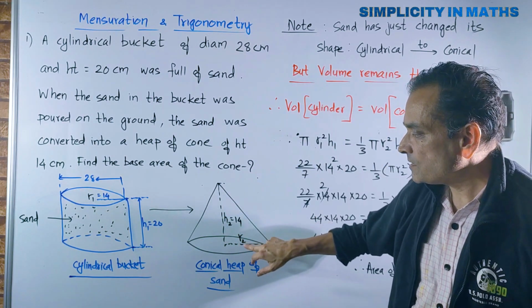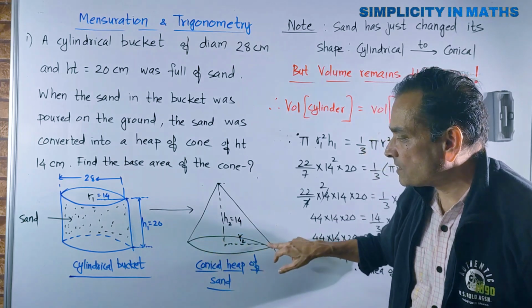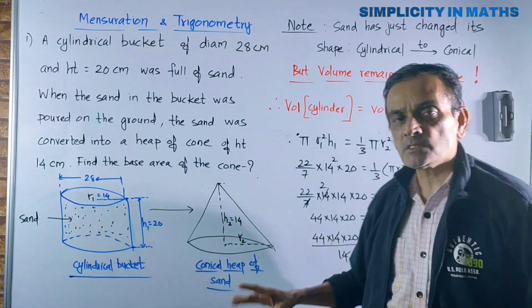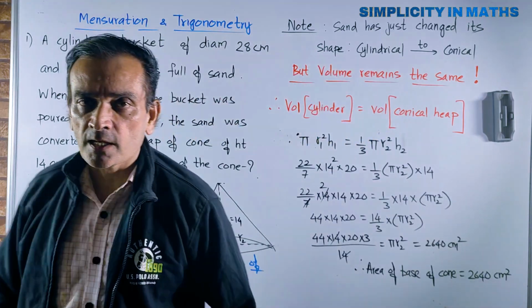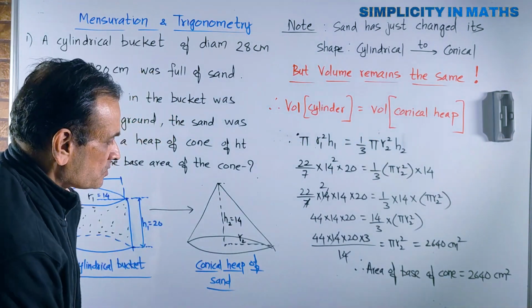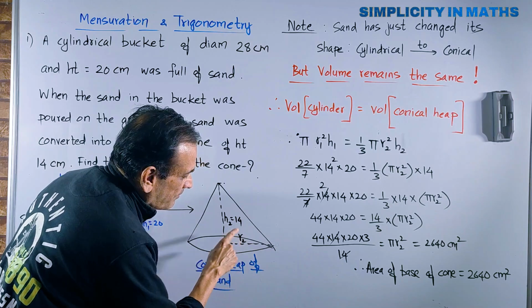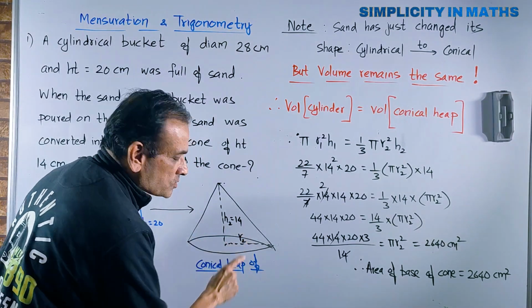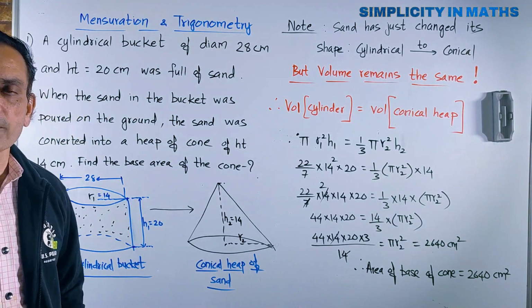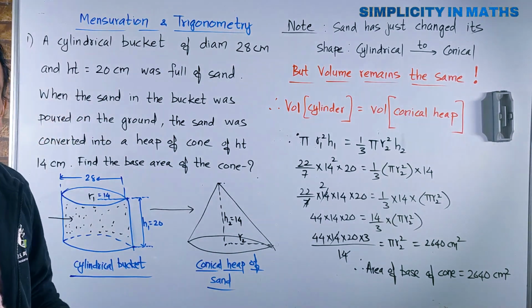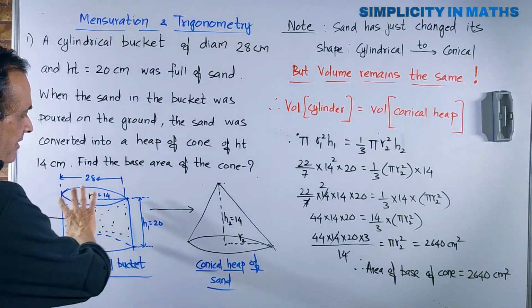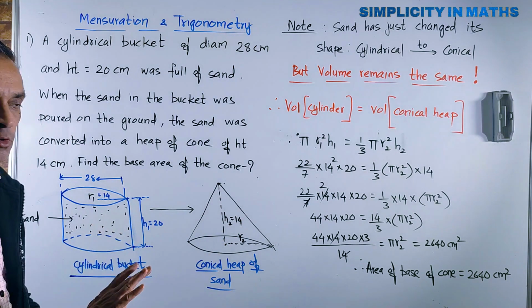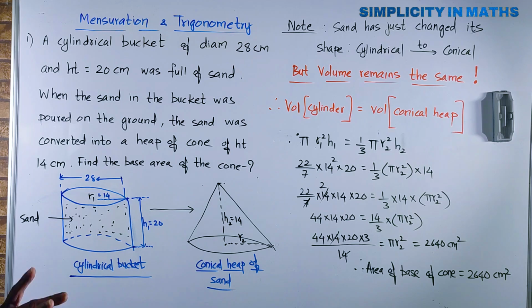So what is asked? Area of the base circle. Base area means area of the base circle. Now what is the formula for circle? Area of circle, pi r squared. So what is the area of this circle? Pi r2 squared. So when we get the value of pi r2 squared, we will get our answer. Simple सी बात है, right? Now where do we start? First of all, we have written all things: R1, R2, H1, H2, right?